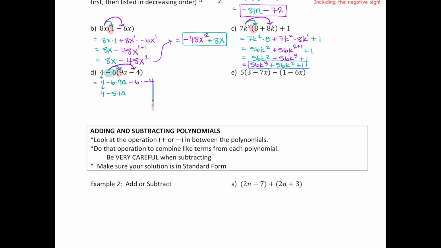And then again, we multiply first for order of operations. So negative 6 times negative 24 is a positive 24. So because it's a positive, include that plus. It's a positive 24. And now we need to combine like terms. The like terms in this case are the 4 and the 24. And write it in standard form. So for standard form, the negative 54a needs to go first because it has the letter. And now we have 4 plus 24 is 28. So negative 54a plus 28.